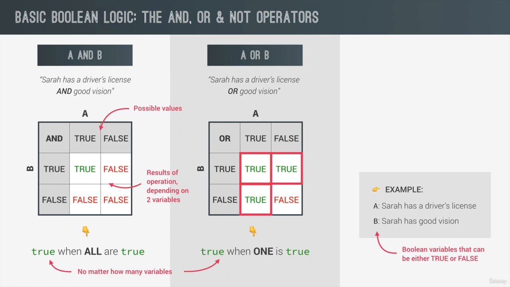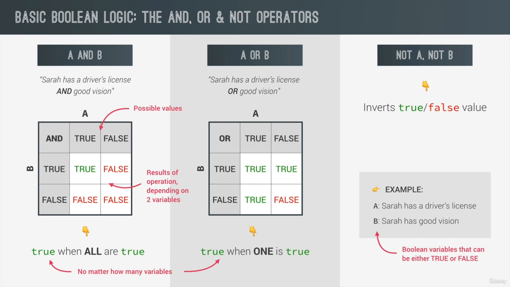Anyway, we finally also have the NOT operator, which is a lot simpler because it doesn't combine multiple values. Instead, the NOT operator acts on only one Boolean value, and it basically just inverts it. So if A is true, it will become false, and if it's false, then not A will become true. Simple as that. And that's basically how these three most important logical operators work.